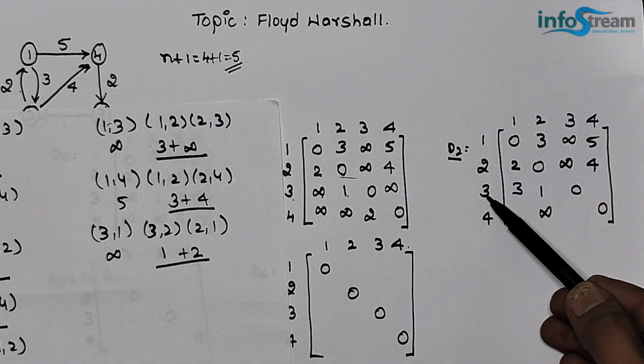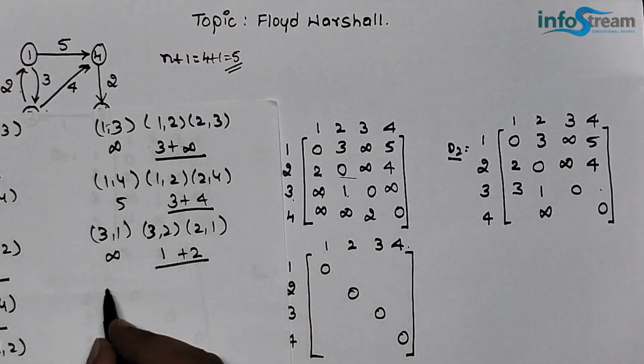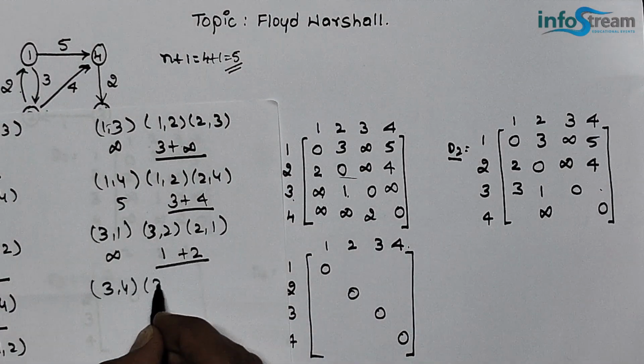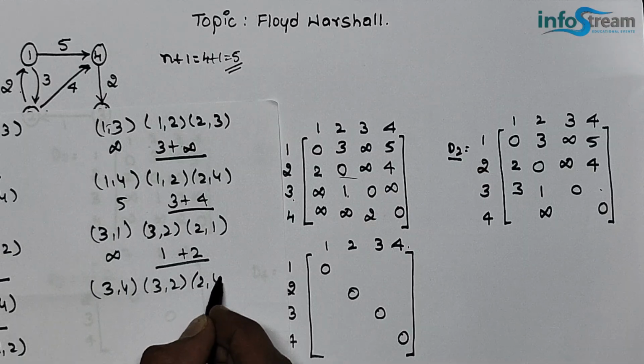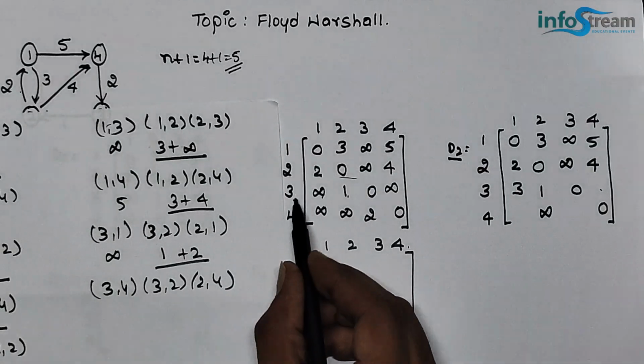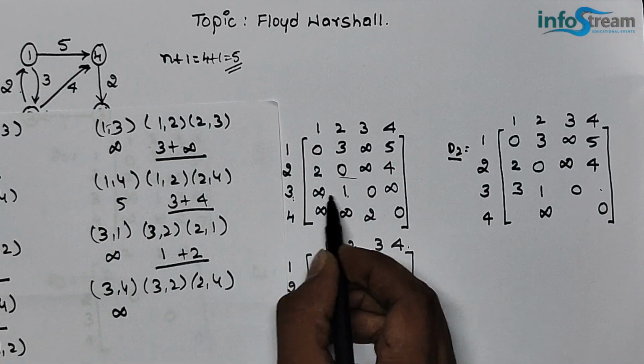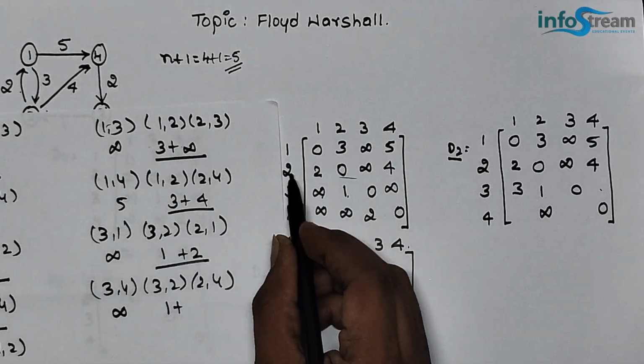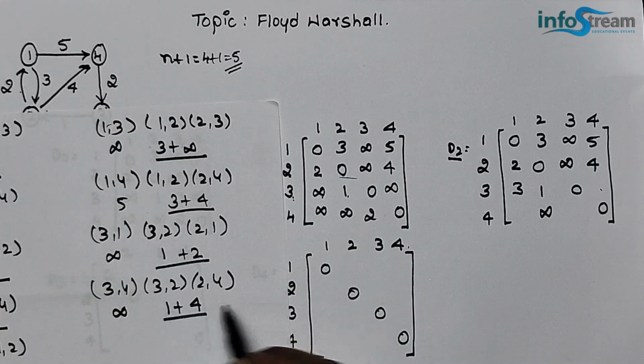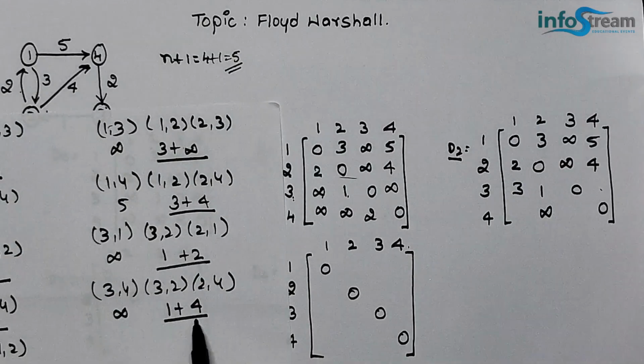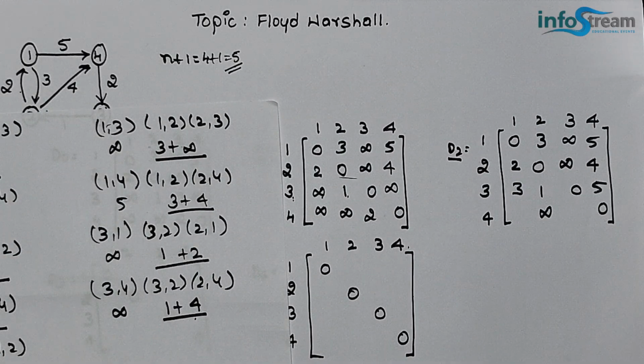Now let's find the value of 3 comma 4. So 3 comma 4 means 3 to 2, 2 to 4. 3 comma 4 value is infinity. 3 comma 2 value is 1. 2 comma 4 value is 4. 4 plus 1 will be 5. Among 5 and infinity, 5 is the smaller one.